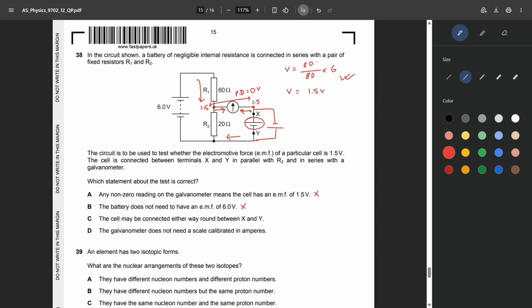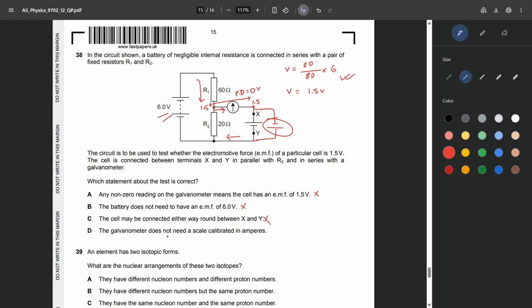The circuit works only if the battery is positioned this way. If the battery was positioned the other way around, the current provided by this battery would not have opposed the current provided by this battery. So no, it doesn't work that way.